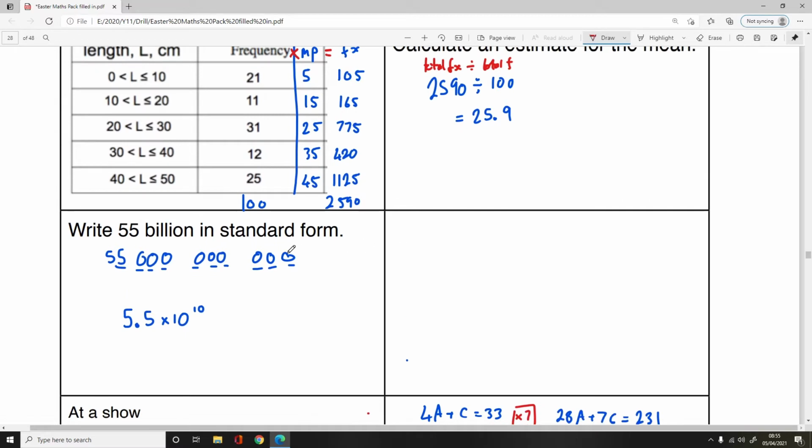Standard form. So standard form is a number between 1 and 10, and then a power of 10. So the number at the front is going to have to be 5.5, because that uses all the digits and it's between 1 and 10. And then it's to the power of 10 because that's how far you'd have to move the decimal place to get from 5.5 to 55 billion. Or it's how many digits are after the first digit. 55 times 10 to the 9 would not be in standard form because the number at the front is not between 1 and 10.